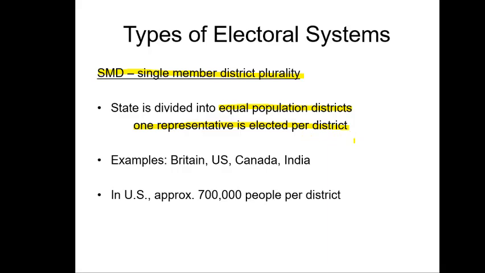And this is how the United States system is structured, as well as Britain, Canada, India, some others. In the United States, there's approximately 700,000 people per district, and that gets redrawn every 10 years with the census. In 2020, it may be up around 800,000 or so per district when they get the census and redraw the district. And the plurality refers to the fact that just the person that has the greatest number of votes will win that election.